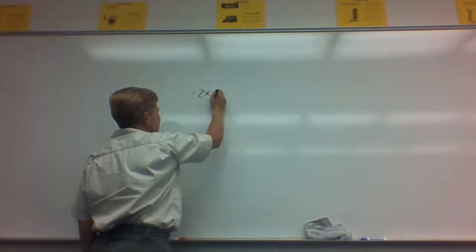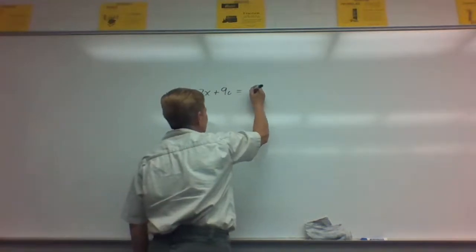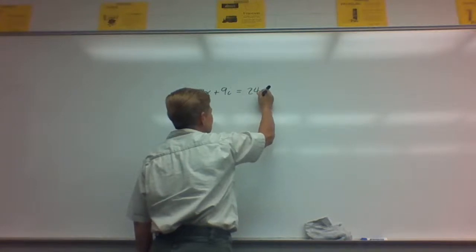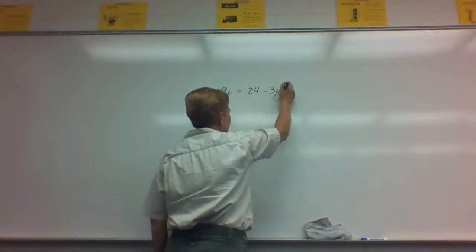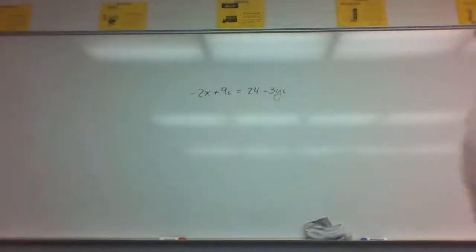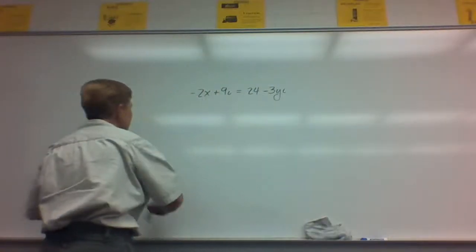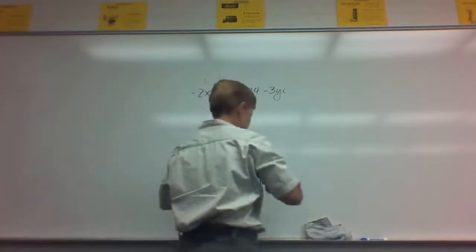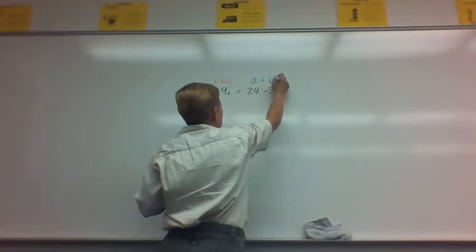Negative 2x plus 9i equals 24 minus 3yi, something like that. And here's the concept that they're trying to get you to understand. When you are talking about complex numbers, that is, there's a real piece of it and an imaginary piece of it, these are both in the form a plus bi. And I'm not going to change the variables, I'm just going to change the color so I can refer to them. This is a plus bi.